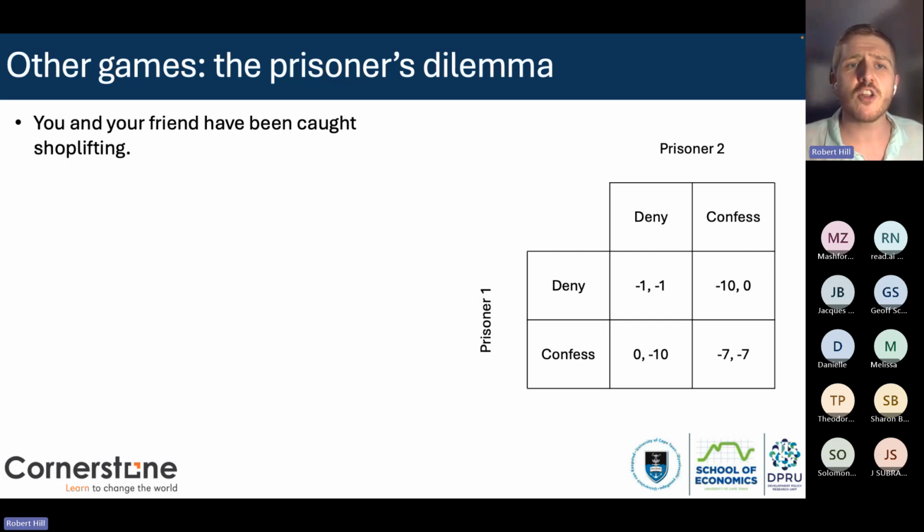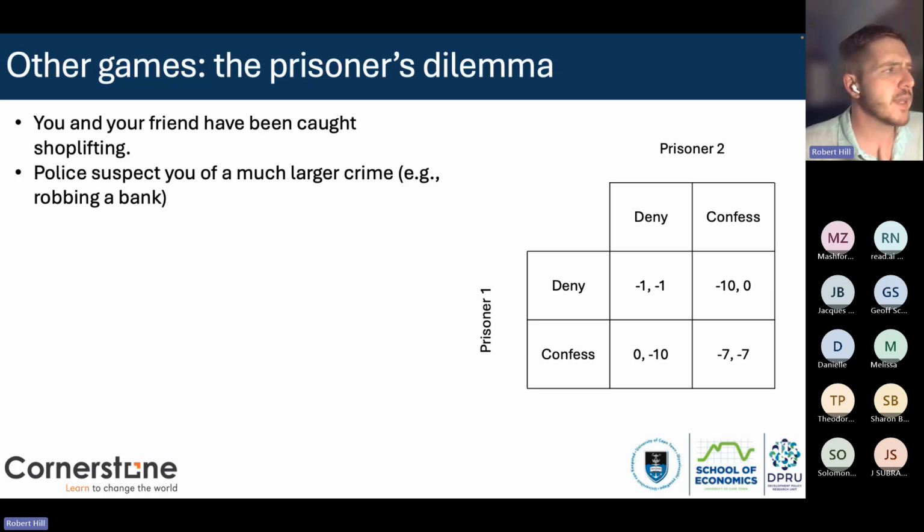And the traditional setup of the prisoner's dilemma goes as follows. You and your friend have been caught shoplifting. So something small. Maybe you've stolen a chocolate from the local Pick and Pay, something like that, right? And the police have come to arrest the 2 of you. But they've noticed that the modus operandi that was used in the shoplifting case is very similar to the robbing of a bank a couple of weeks ago that they don't have much information on.